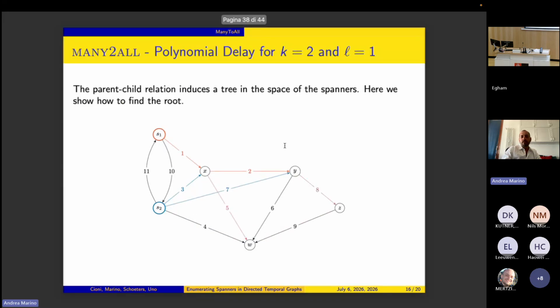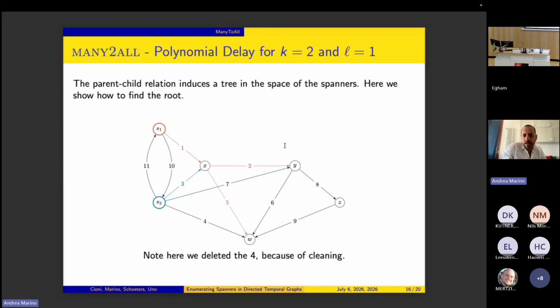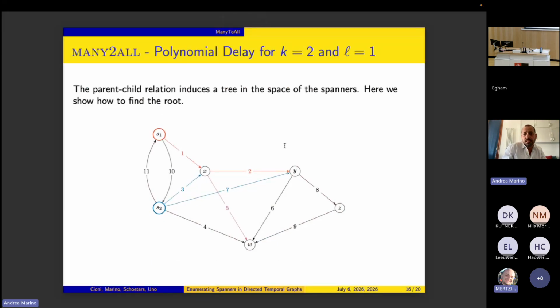And then you keep going. You can see that after 5, I'm not including 6 because it's not improving. 7 is improving, 8 is improving, 9 is not improving because it's reaching something that is already reached, 10 is improving, 11 is improving, and then I finished. So this is my root solution.